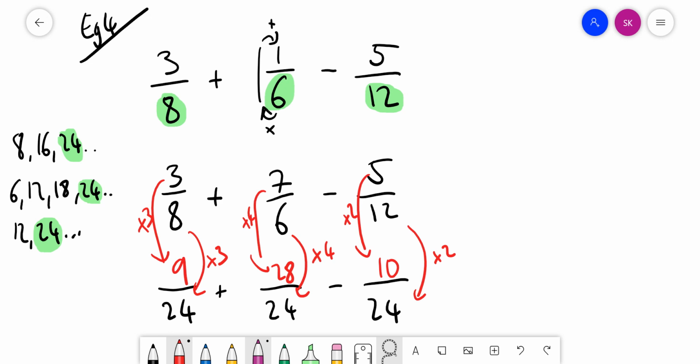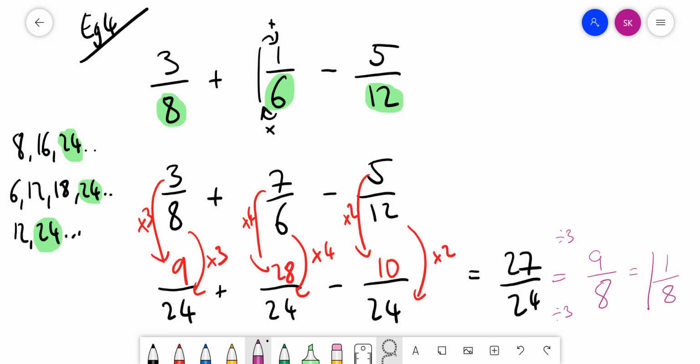And now I've got 9 plus 28, which is 37, and then I take away 10, which gives me 27 over 24. As a mixed number, I would say how many 24 is going to 27, but remember guys, always make your life simple, simplify first. So dividing both of these by the highest common factor, which is 3, I get 9 over 8, and then as a mixed number in its simplest form, how many 8s go into 9? 1 with a remainder of 1, and the denominator stays the same.